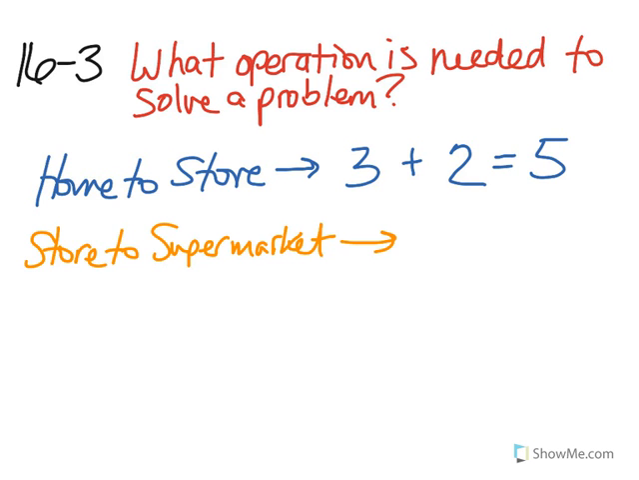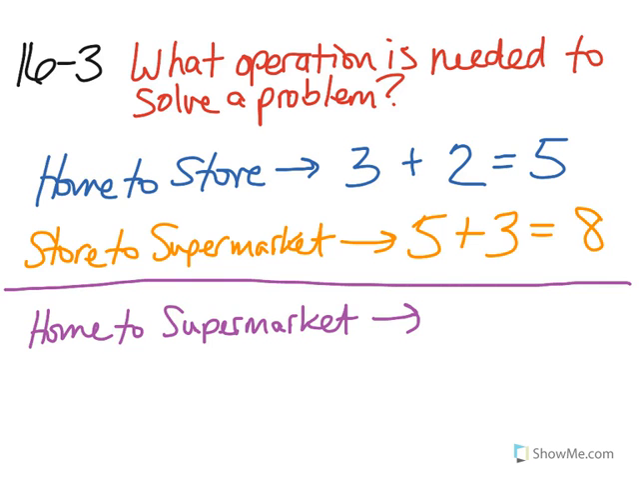The second half of this problem is when Hans walked from the store to the supermarket. In this case, he walked 5 blocks west and 3 blocks north. Again, to find a total number of blocks, we're going to use addition. 5 plus 3, giving us a total of 8 blocks from the store to the supermarket. We have now solved the simpler problems, and now it's time to solve the final problem.